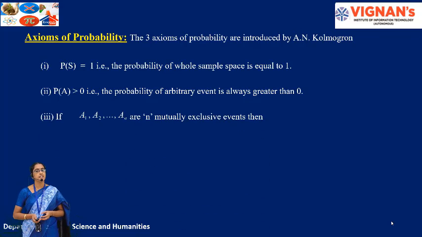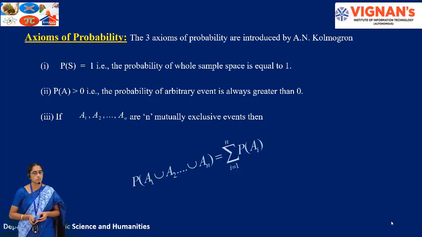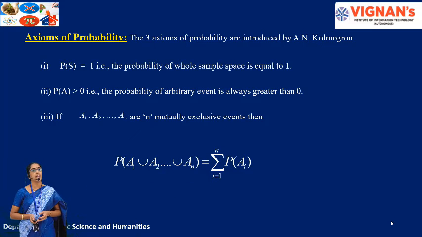Then the third axiom is that if A1, A2, and so on up to An are n mutually exclusive events, then the probability of A1 union A2 and so on union An is equal to the summation from i equal to 1 to n of probability of Ai. That is, probability of A1 plus probability of A2 plus probability of A3 and so on up to probability of An. Right? What these mutually exclusive events are, we will learn in the next class.